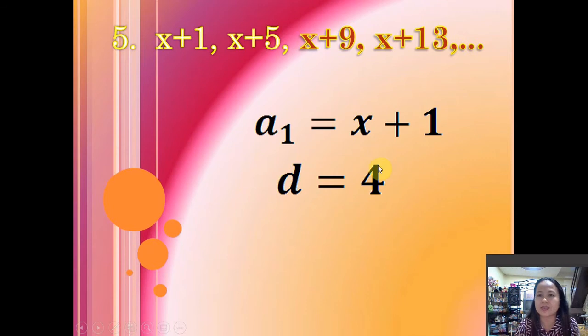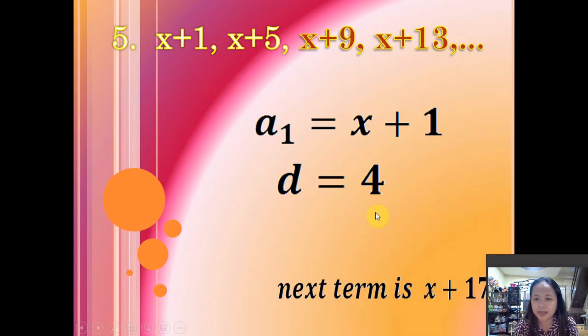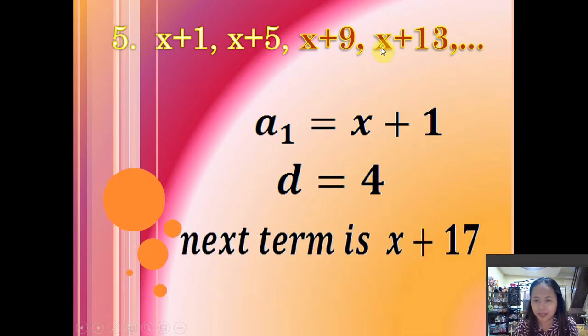Okay. And our next term, how did we get it again? For the next term, what are we going to do? That is x plus 13 plus the common difference 4. So what do you think is the sum? That is x plus 17, because x plus 13 plus 4 is equal to x plus 17. So therefore, our next term for this sequence is x plus 17.